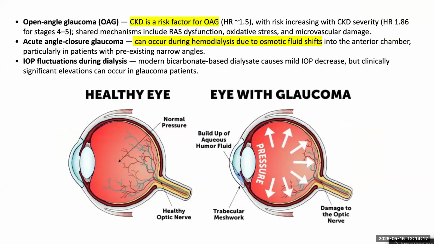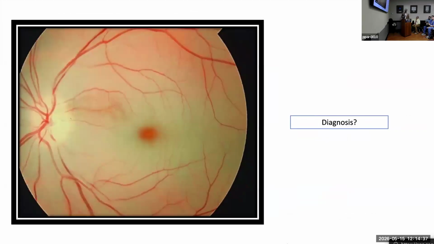So everyone might know something about glaucoma, basically increasing intraocular pressure and later on leading to optic nerve damage. So open angle glaucoma, CKD is a risk factor for the same, and acute angle closure glaucoma can occur during hemodialysis sessions due to the same fluid shifts that we are doing with the dialysis.